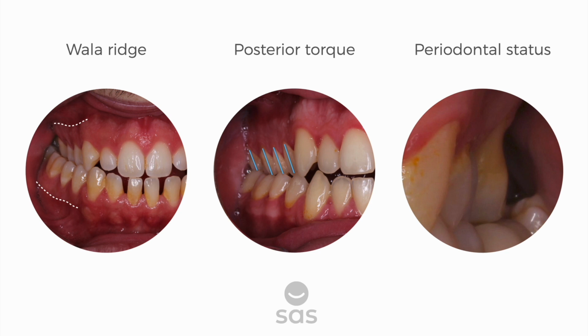The third aspect is periodontal status. At this point, I look at the gingival biotype, if it's thick or thin, the alveolar bone level, and the presence of gingival recessions. Based on these three key points, we can determine properly our treatment plan.